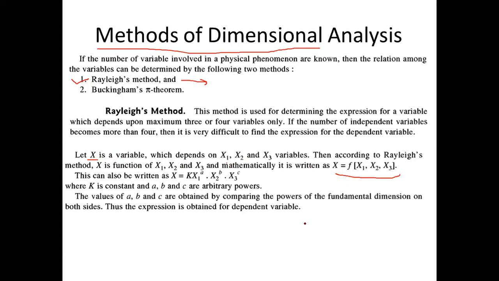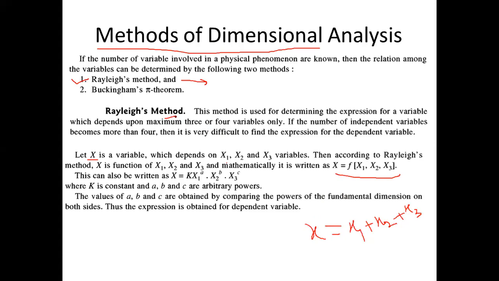x can depend upon x1, x2, and x3 in any way. It could be x1 plus x2 plus x3, or it could depend in any other way, either multiplication or division. It could be like x1 to the power x2 divided by x3. So what is the relation of x with respect to x1, x2, x3? What relation is it going to follow? That relation we are going to find with the help of Rayleigh's method.